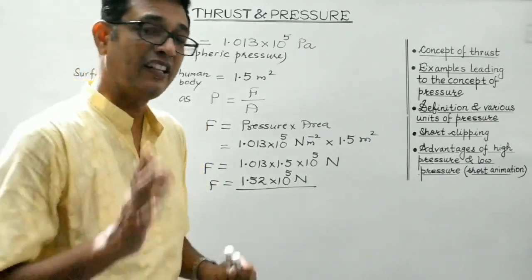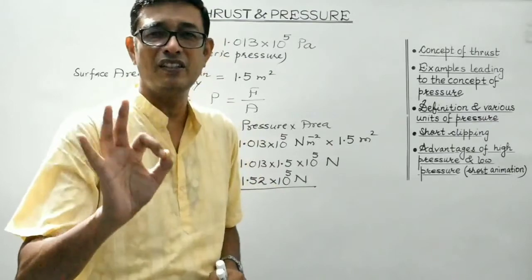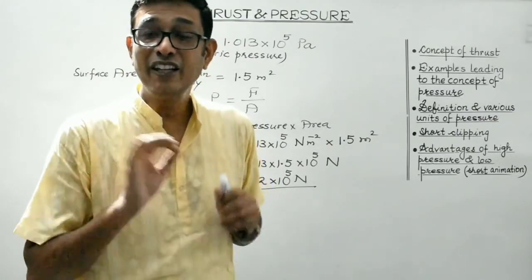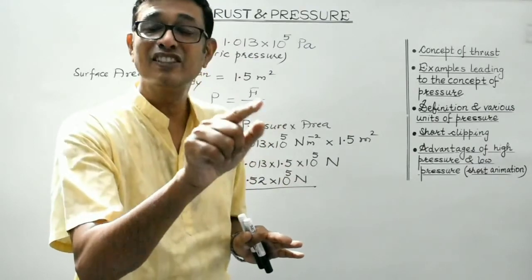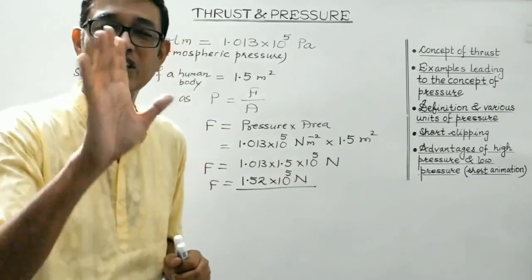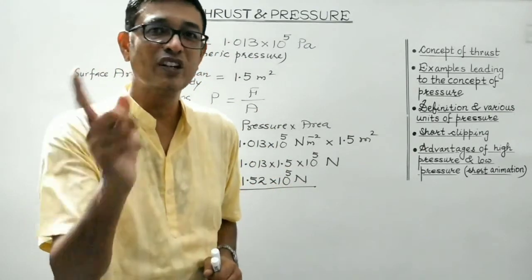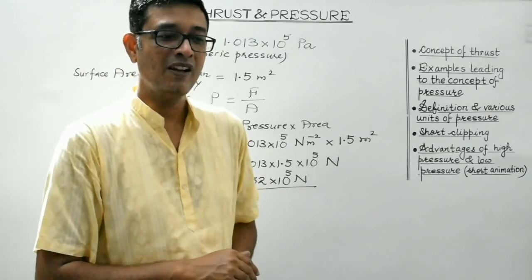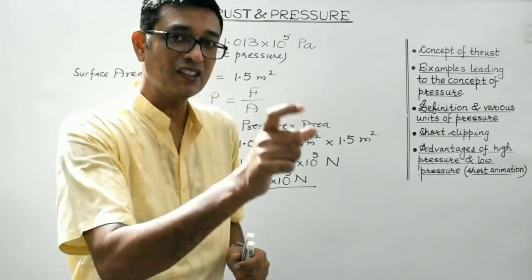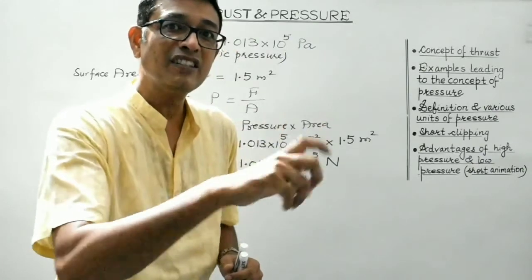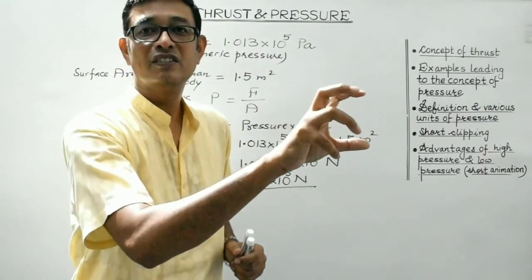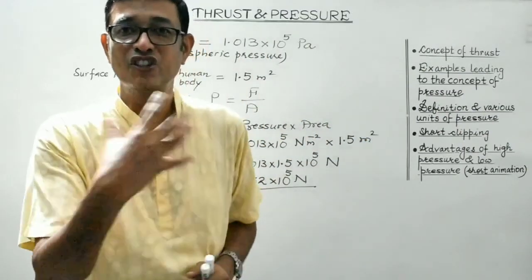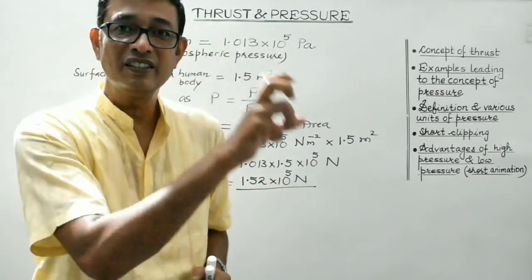So students, in this lecture, what we've discussed is basically thrust. Any force exerted by a body on a surface normally, that is in a perpendicular direction, is known as thrust. It is a force, SI unit is Newton. And the impact of this thrust on different areas is different. Smaller the area, the impact of thrust is more. Larger the area, the impact of thrust is lesser.